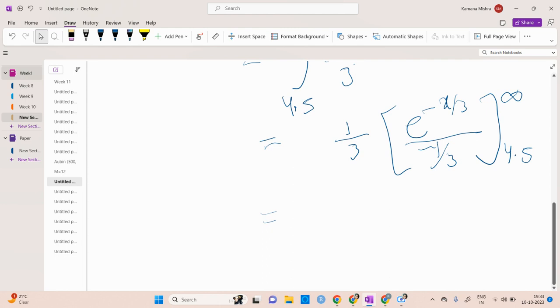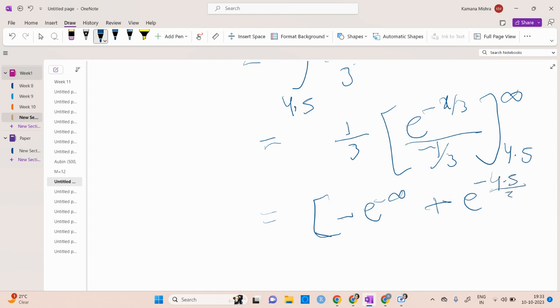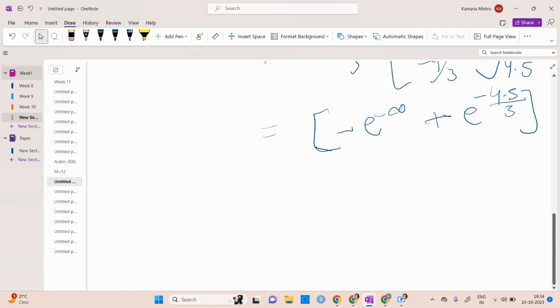The 1 by 3 will be cancelled out. So it will be minus of e to the power minus infinity plus e to the power minus 4.5 divided by 3. Right? So it will be e to the power minus 0.9, right? And e to the power minus 0.9 is 0.406.